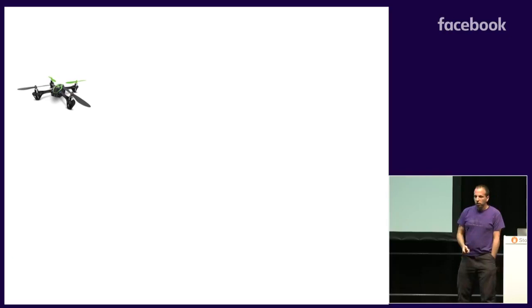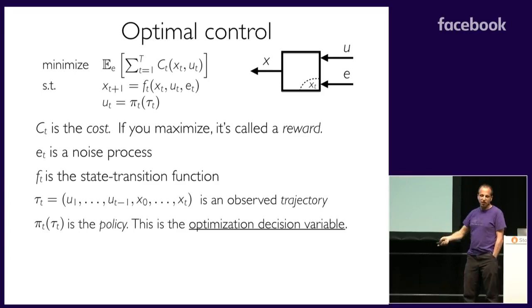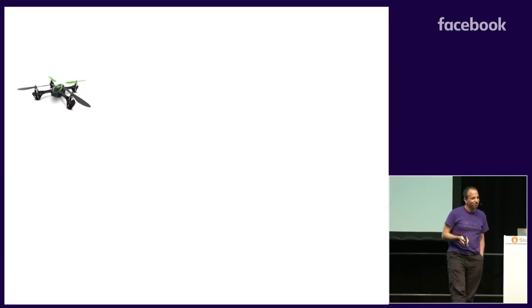So there it is again. Just hold that for one second. Cost, transition, policy. Okay, so let me do an example to motivate this, and it's very simple. That's trying to fly a quadrotor. We want to get the quadrotor from point A to point B.